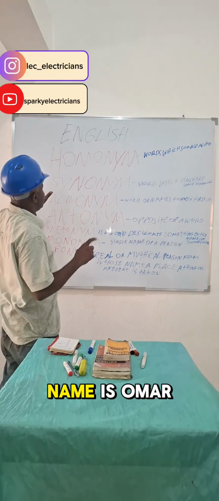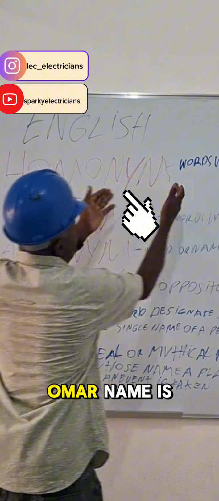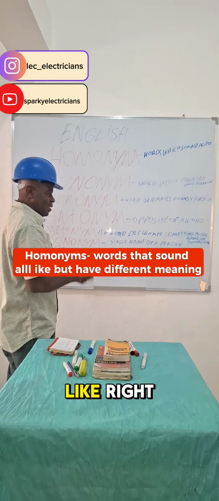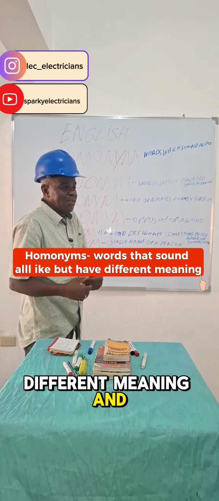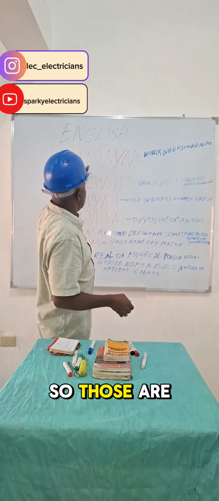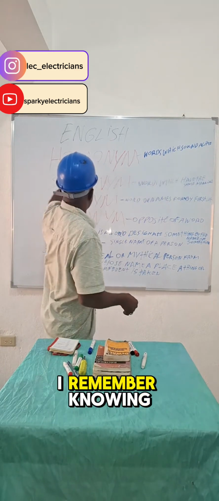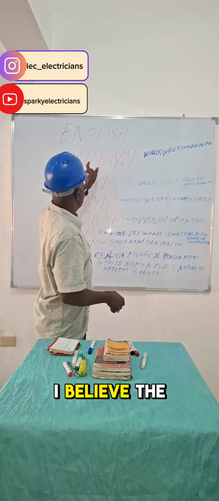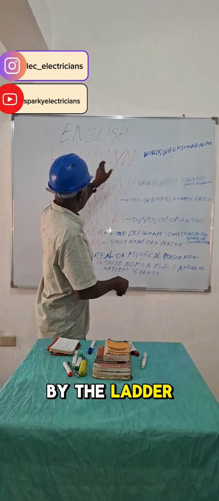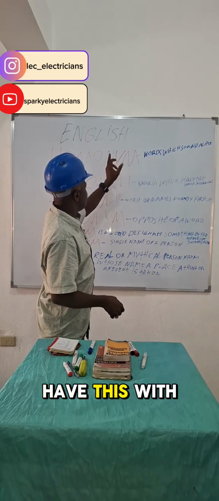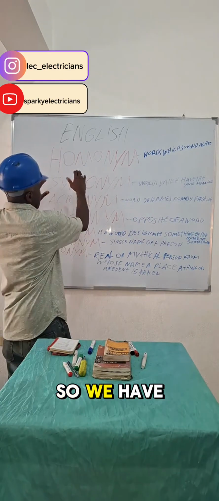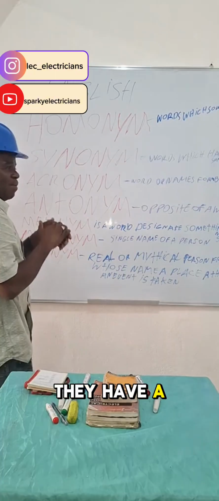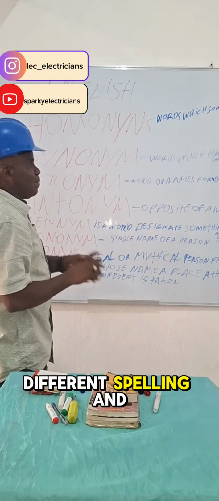So our first name is homonyms, right? Words which sound alike, but they have different meanings and sometimes different spellings, right? So those are homonyms, all right? And remember now, homo means the same. I believe the root of this is Greek, the name, right? So we have homonyms, words which sound alike, but have a different spelling and meaning.